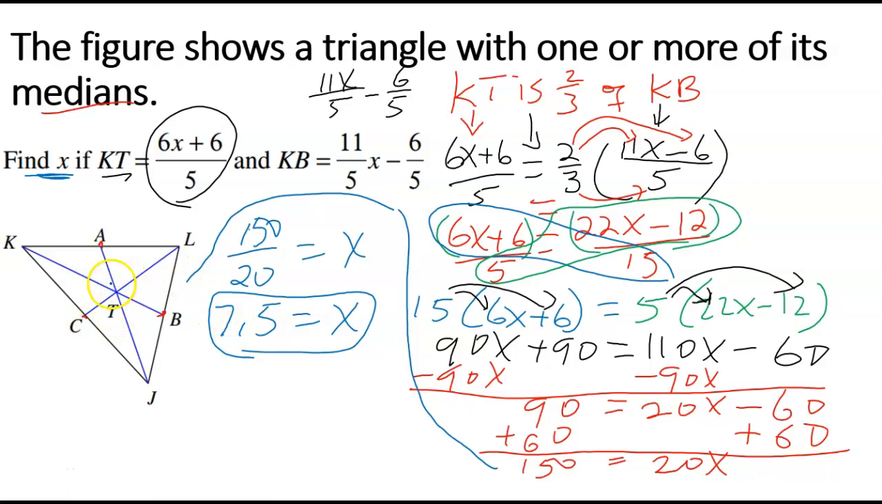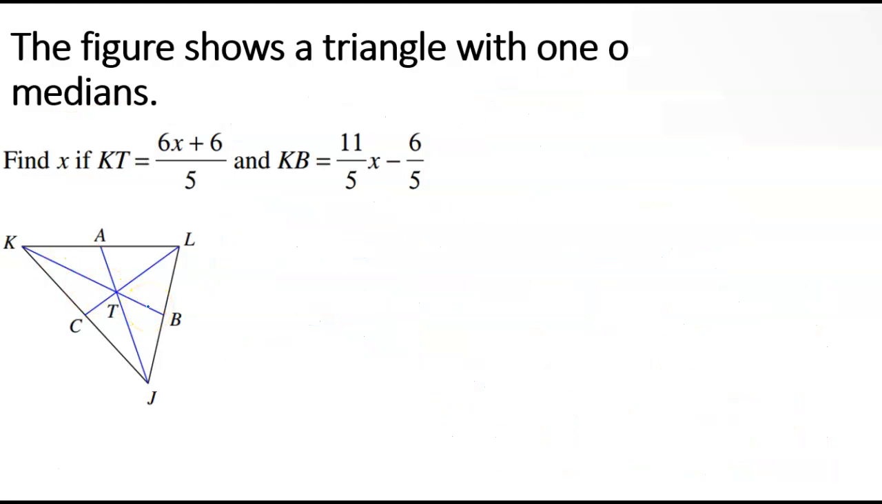Okay, the key is knowing the relationship between the side you are given and then how to write your equation. Again, from the vertex to the centroid is 2/3 of the whole segment. Or if you're working with this part, then it's 2:1, the ratio of 2:1.